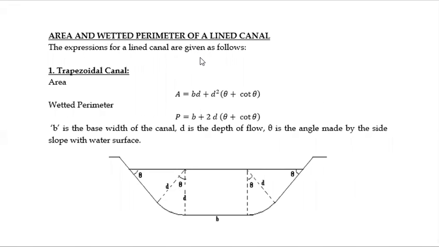So this is the area and wetted perimeter of a lined canal. Here, considering the trapezoidal canal, the area is A equal to BD plus D square into theta plus cot theta. Similarly, the wetted perimeter is P equal to B plus 2D into theta plus cot theta. Right, and B is the base width of the canal, and D is the depth of the flow, and angle theta is the angle made by the side slope with the water surface.